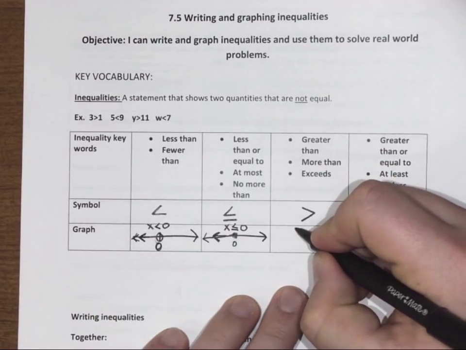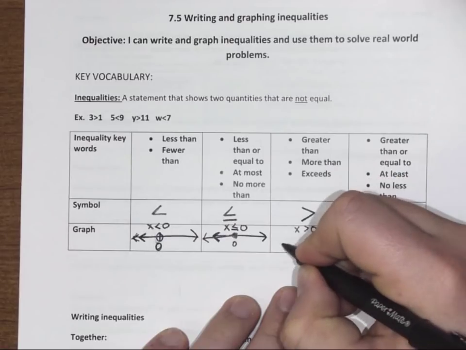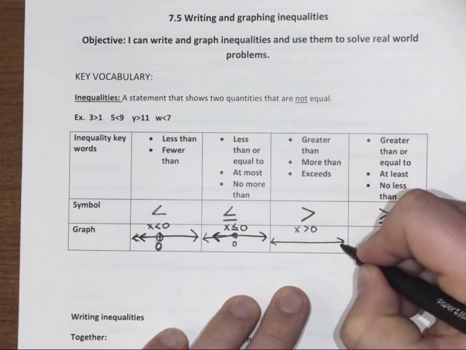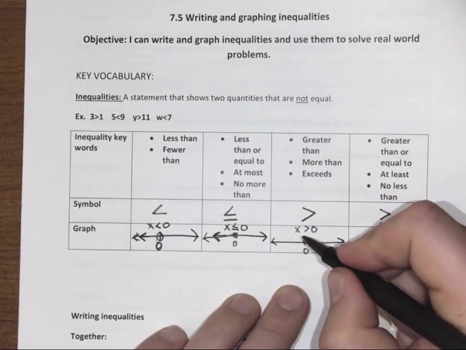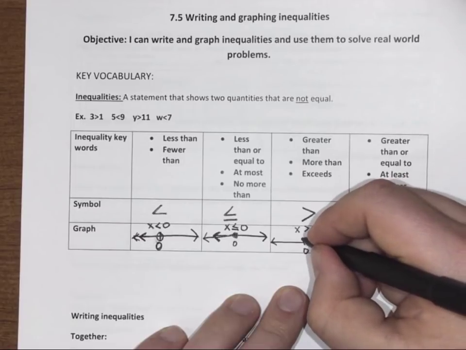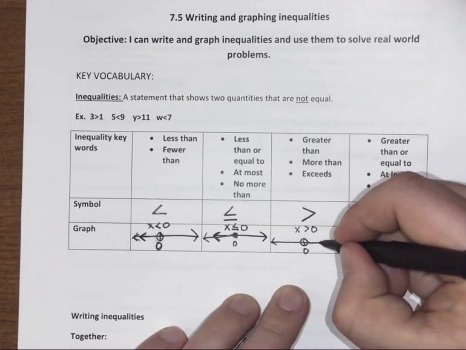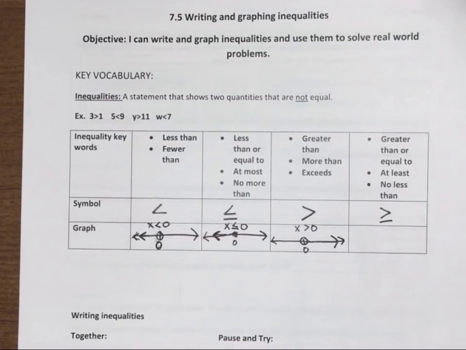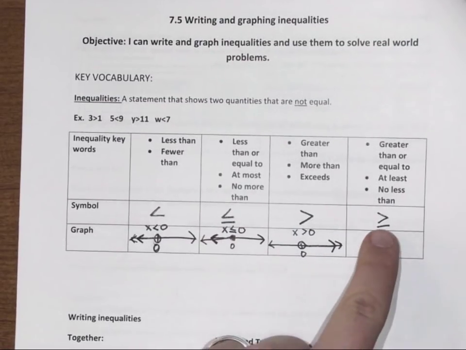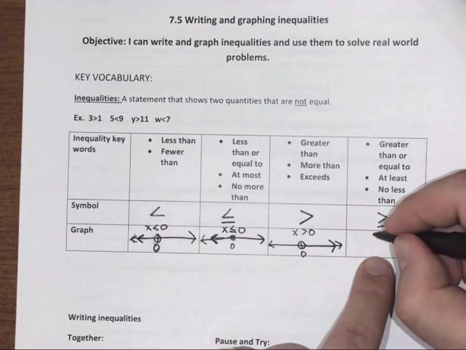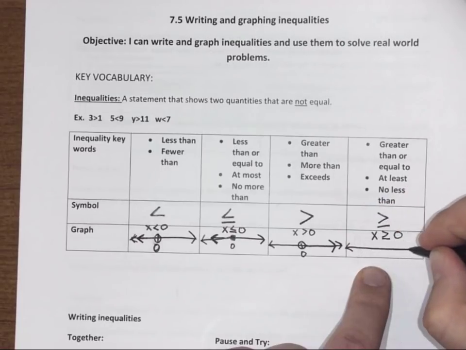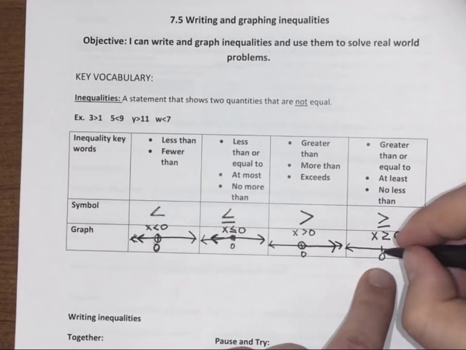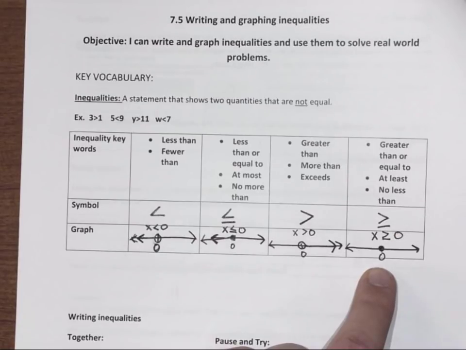So with greater than, if we have x is greater than 0, again, on my number line, here is 0. If x is greater than 0 and there's no equal to symbol, I'm going to have an open circle and my arrow would go to the right, signaling that it is greater than. If I have a greater than or equal to sign, x is greater than or equal to 0, then on my graph, I would fill in my dot on 0, and my arrow would go to the right because it's greater than.